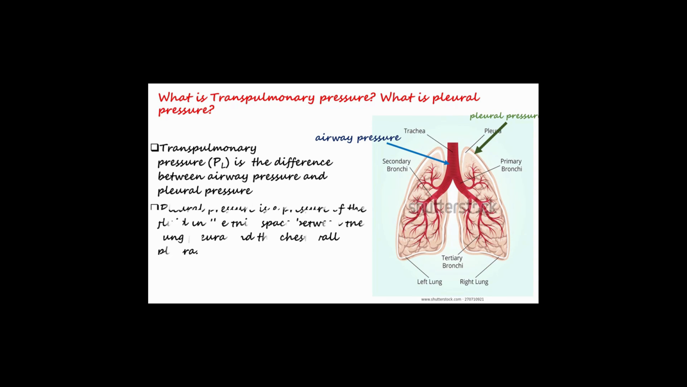What is transpulmonary pressure? What is pleural pressure? Transpulmonary pressure, PL, is the difference between airway pressure and pleural pressure. Pleural pressure is the pressure of the fluid in the thin space between the lung pleura and the chest wall pleura. It is the force acting to inflate the lung within the thorax.